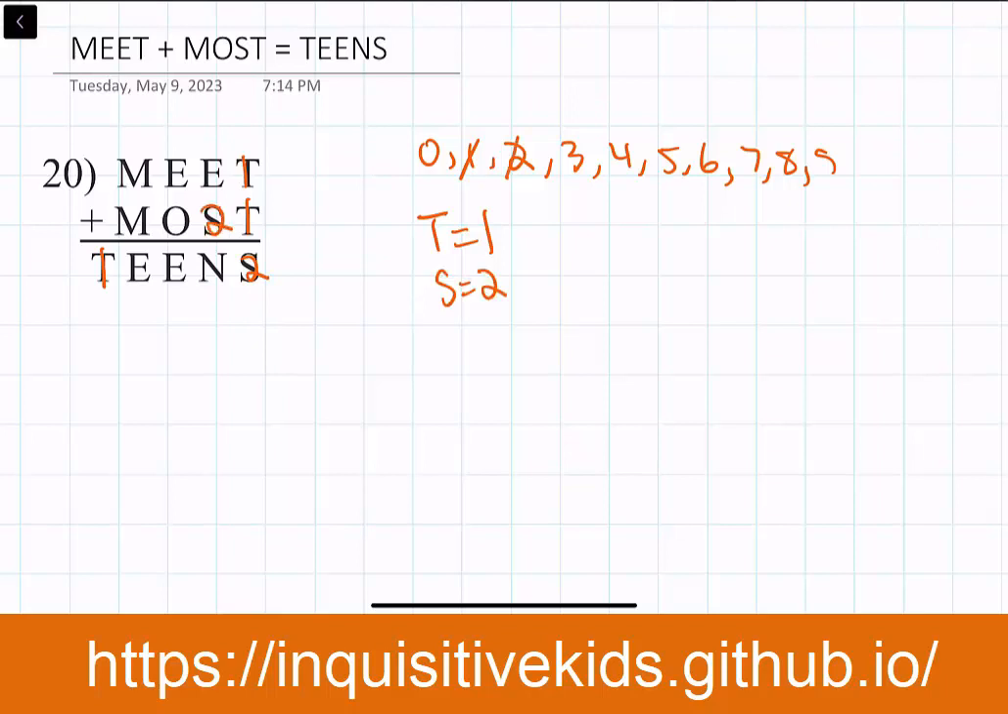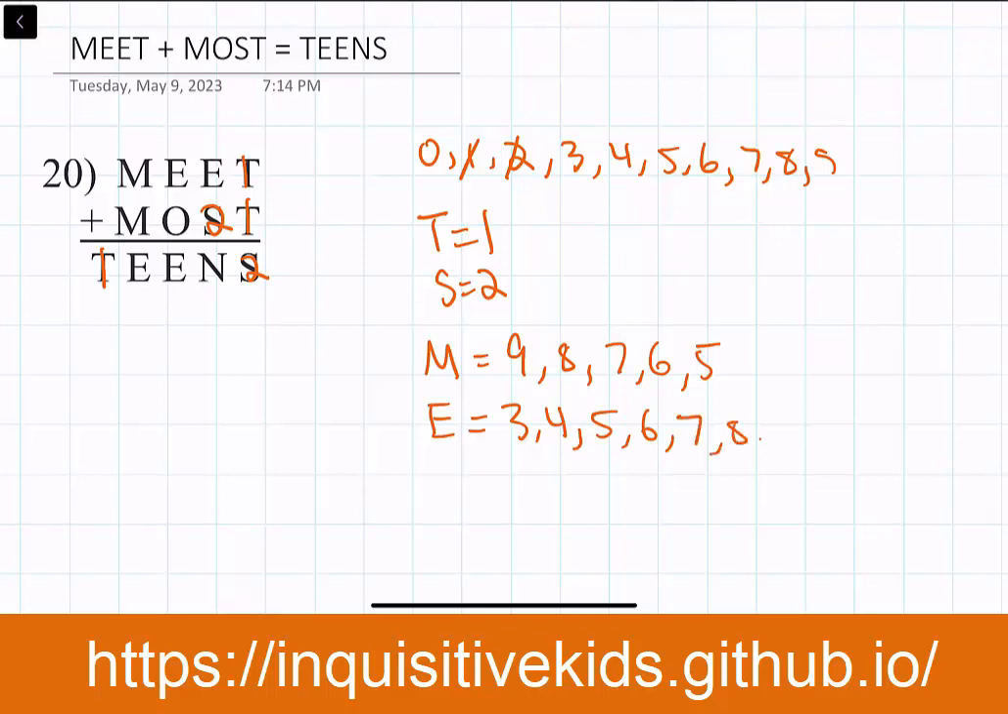And when we look in the thousands place, we see that M added to itself must equal a 2-digit number. So what numbers could M be? M could be 9, 8, 7, 6, or 5. It can't be 4 because 4 plus 4 is too little. It's not a 2-digit number. And we can start testing things out. If M equals 9, E will equal 8. And what could E be? E could be 3, 4, 5, 6, 7, 8, or 9.